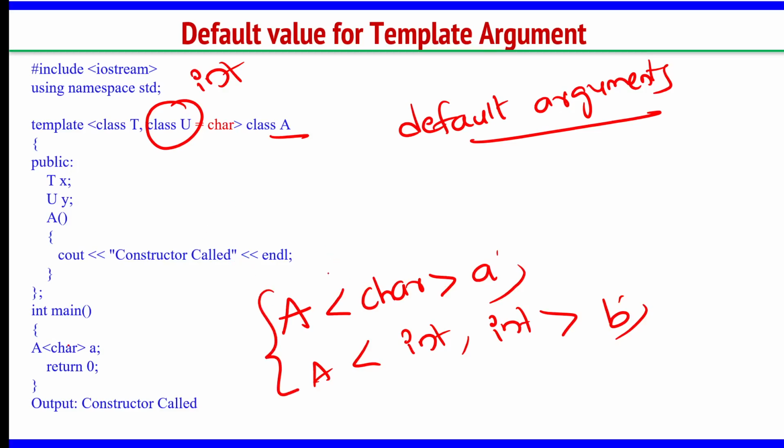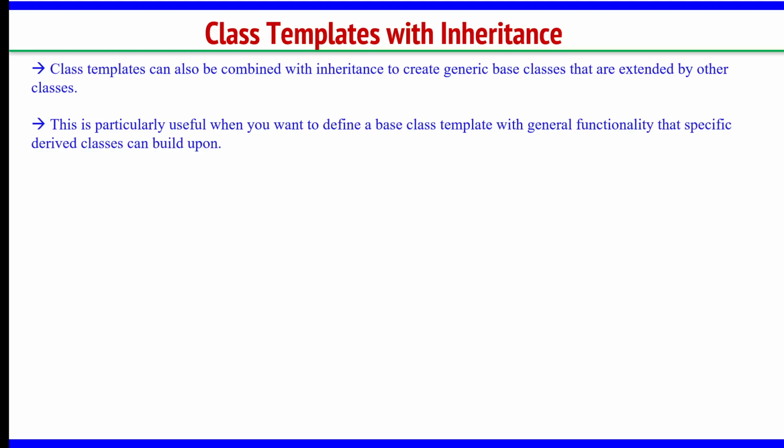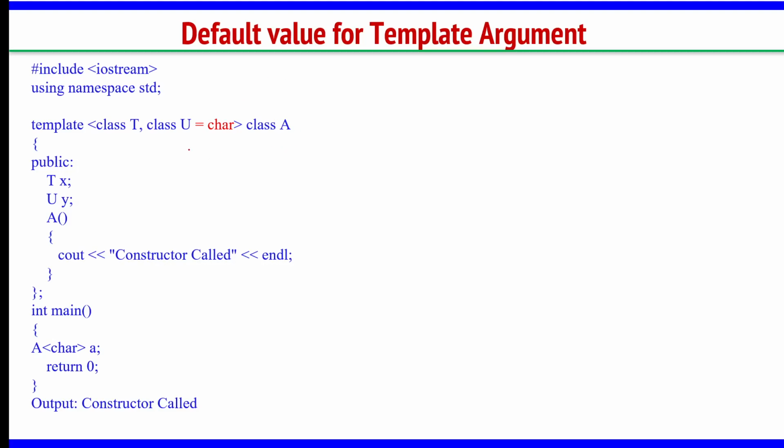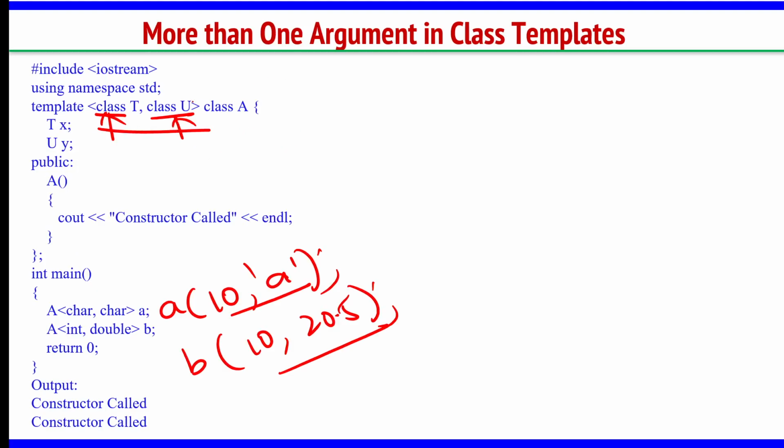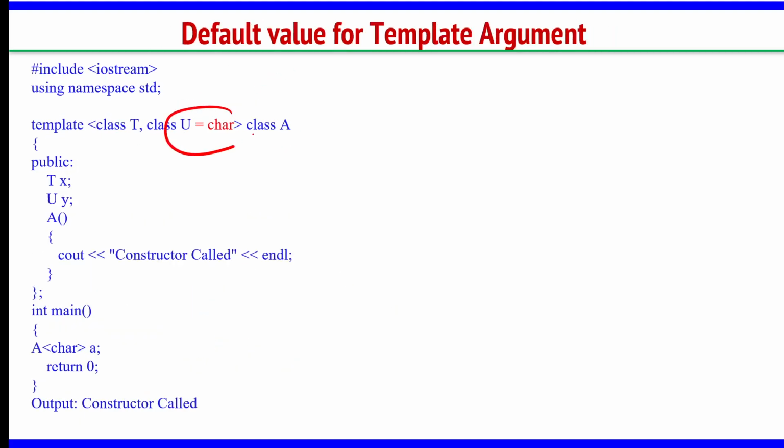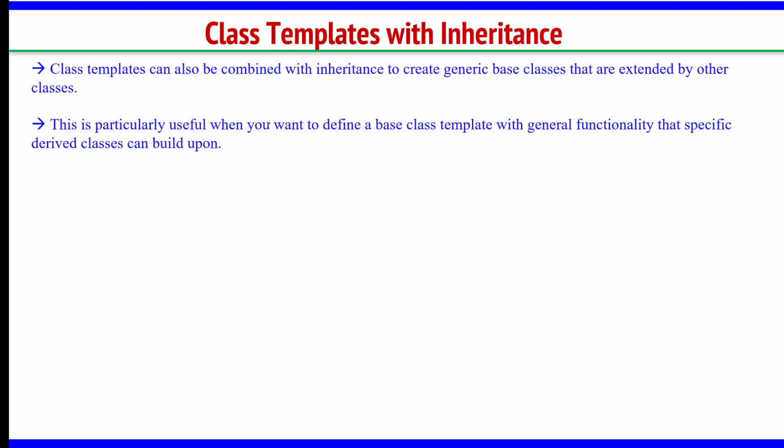So, this is about default values for template arguments. Like this we try to create one argument as the default value. I hope this you understood. Instead of giving two classes like this, you can hard code one as a default. Then the next one, class templates with inheritance.